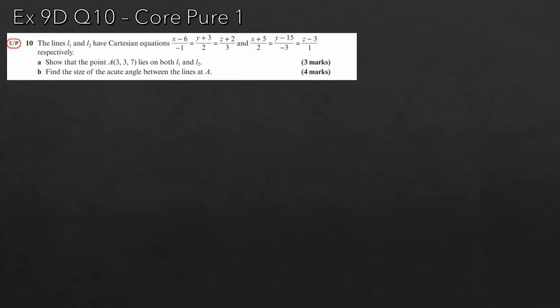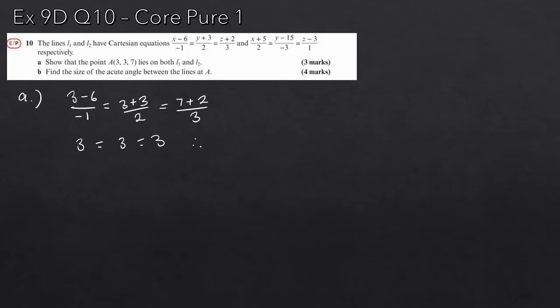So, to do this, for part A, all we're going to have to do is substitute this point in. If it lies on both of them, if we substitute it in, it'll clearly work. Okay, so if I substitute this in, so part A, well, I'm going to put 3, 3 and 7 in, so 3 minus 6 over minus 1 equal to 3 plus 3 over 2, and then I'll put 7 plus 3 over 3. What do I get? So 3 minus 6 minus 3 divided by minus 1, that's 3. 3 plus 3 is 6 divided by 2, that's 3. And then 7 plus 3 over 3 gives me 3.